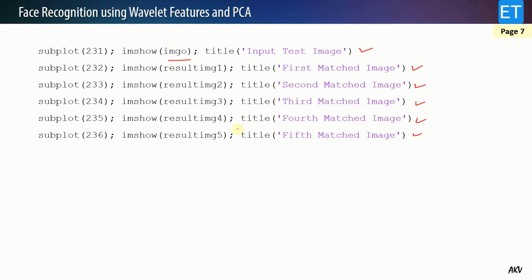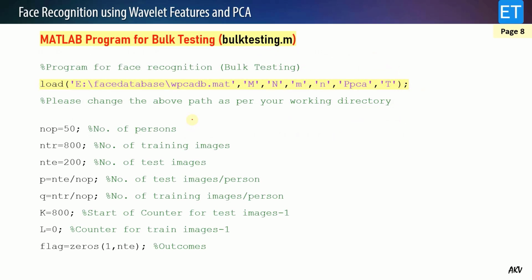That means you give one image at a time as input. Now suppose you have 200 images, as we have in this case also. How do you check the accuracy of this proposed scheme? Obviously you have to test all the 200 images, and manually it is not possible. So I have written this program, that is the bulk testing.m.